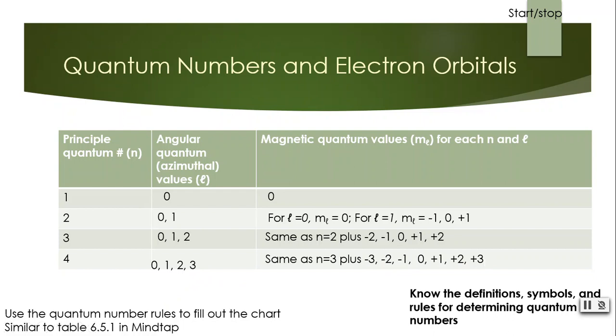So those are the rules for determining these 3 quantum numbers. We're going to talk in subsequent videos about what exactly all these numbers stand for and how they are useful. We will talk about that in the next video and in chapter 7. But you should feel comfortable using the rules for determining quantum numbers for your exam and for your online homework.